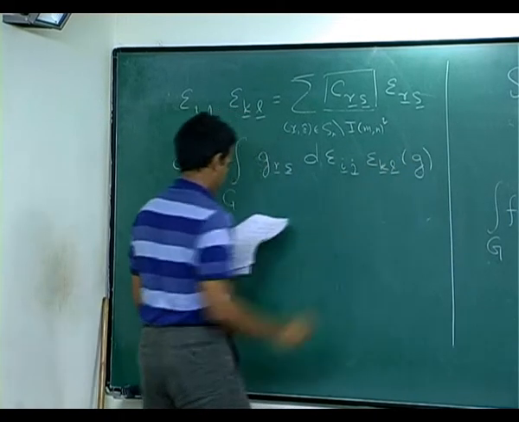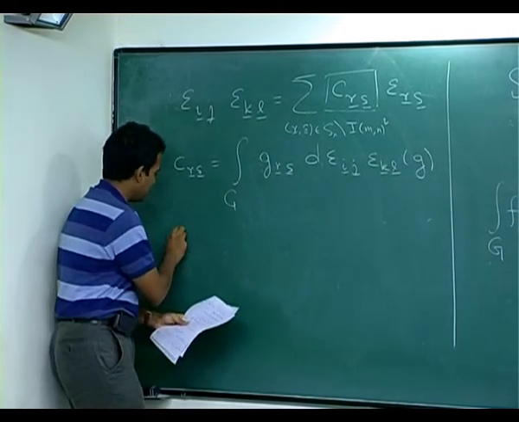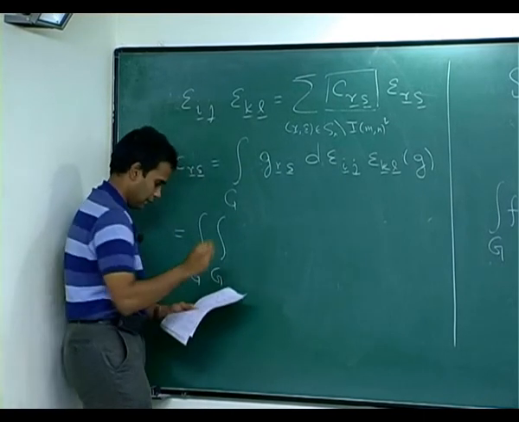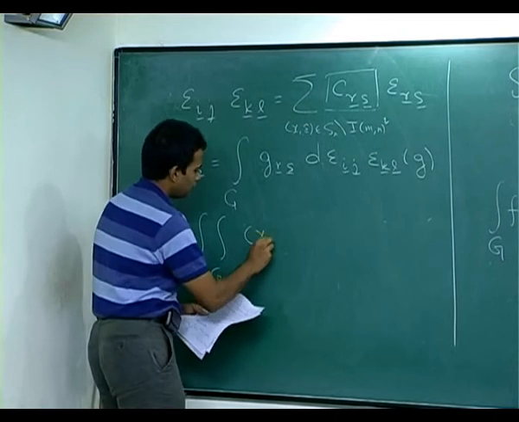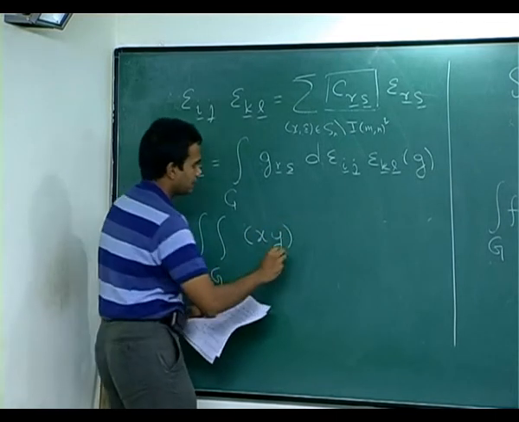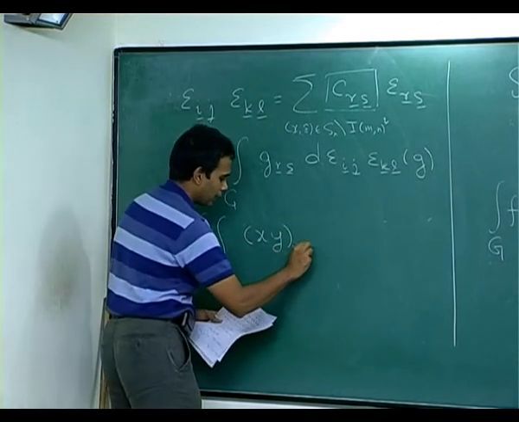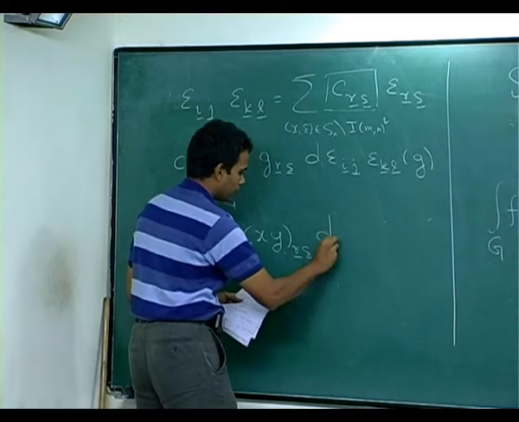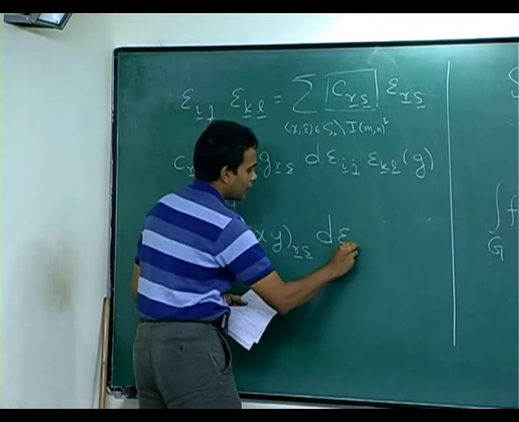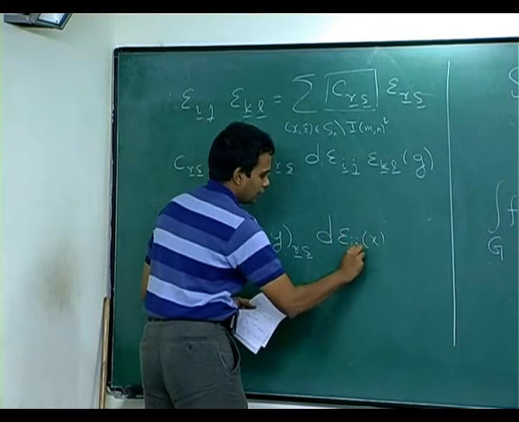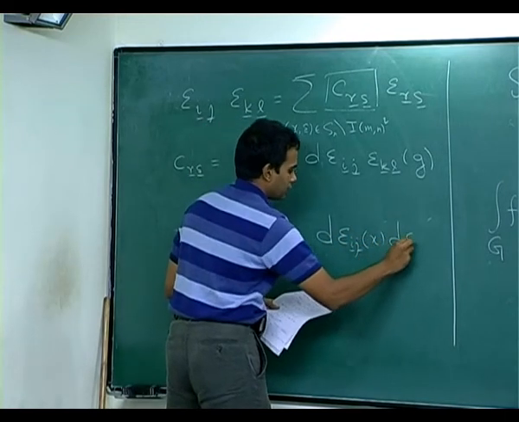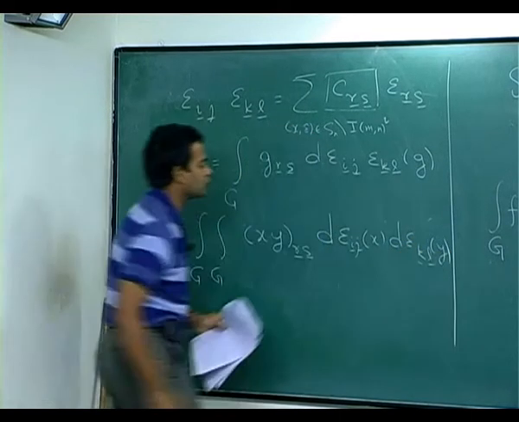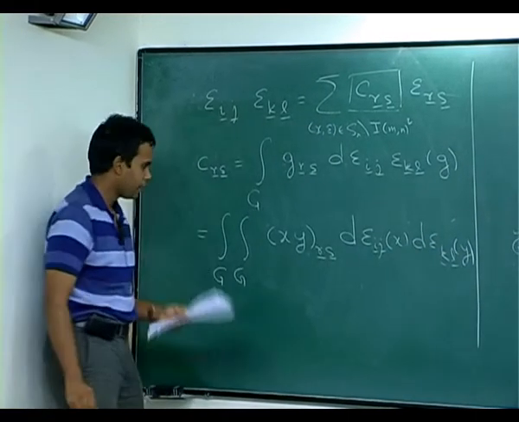G, and that is by definition the double integral of, now I must take x and y two matrices, multiply them and look at the monomial corresponding to RS, d epsilon ij x d epsilon KL y. This is just the definition of multiplication.